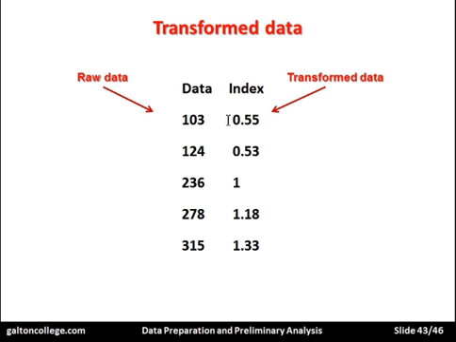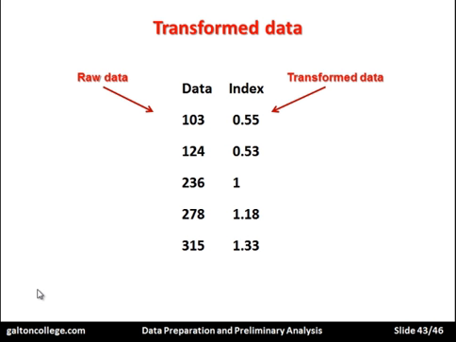So what we do is we take 103 divided by 236, which is 0.55. 124 divided by 236, 0.53. 236 divided by 236 is 1. 315 divided by 236, 1.33.